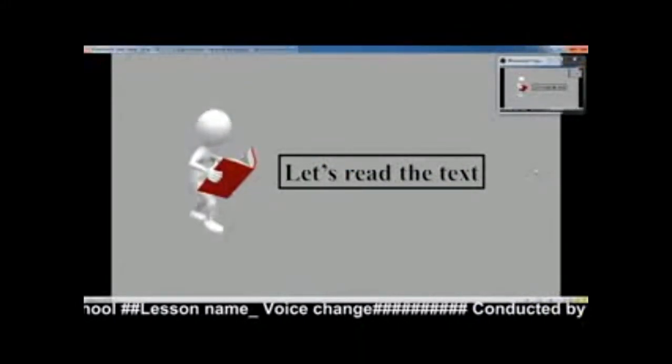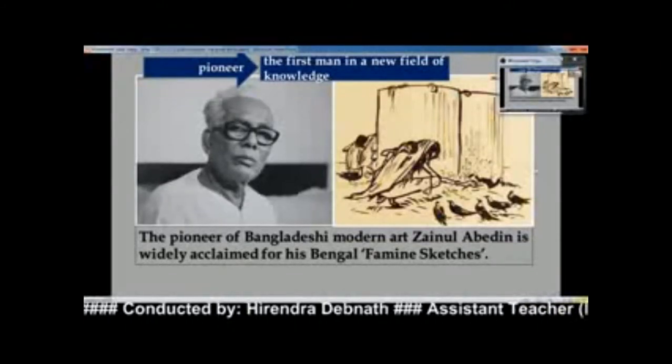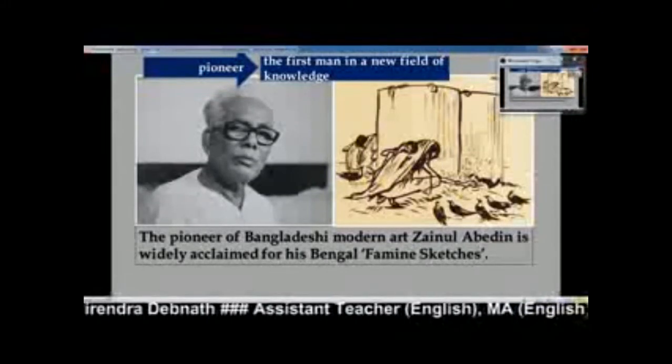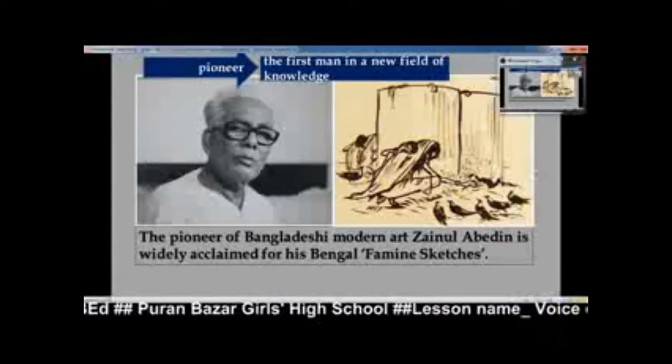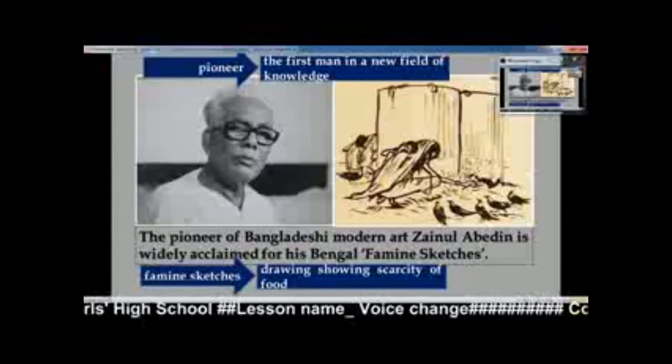Let's read the text, dear learners. The pioneer of Bangladeshi modern art. Pioneer means the first man in a new field of knowledge. Dear learners, the pioneer of Bangladeshi modern art, Zainul Abidin, is widely, means extensively, acclaimed. Acclaimed means renowned or famous or celebrated. Acclaimed for his Bengal famine cases. Famine cases means drawings showing scarcity of food.